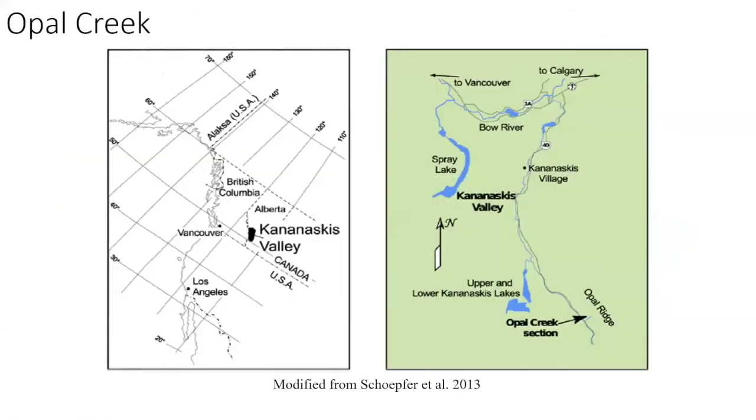Getting a little bit of a more zoomed in look of where our study section is at. Specifically, the Opal Creek study section is located within the Ghost Valley in Alberta, Canada. It is southwest of Calgary. So here we have where the valley is in relation to LA. And here is the Opal Creek study section that we assessed.